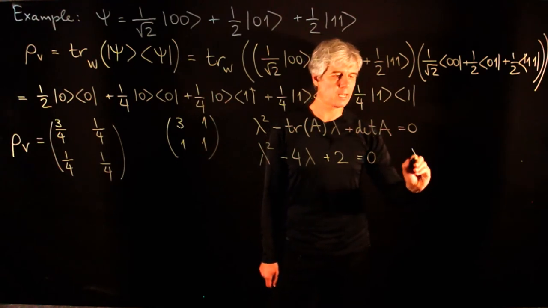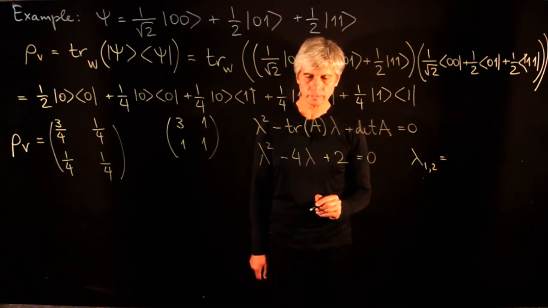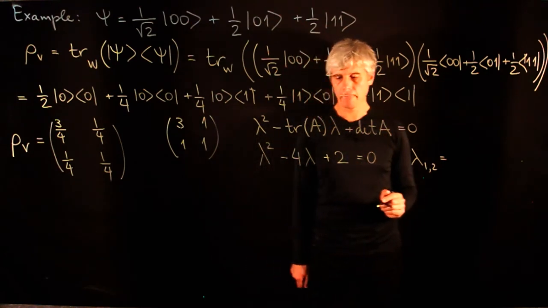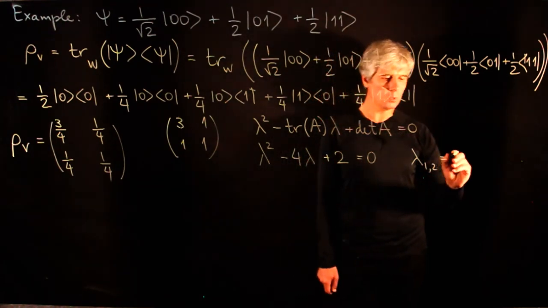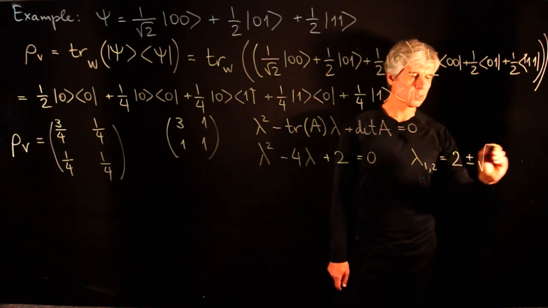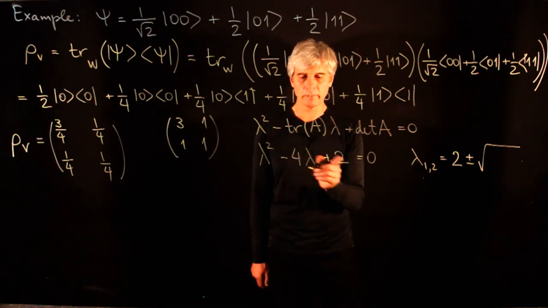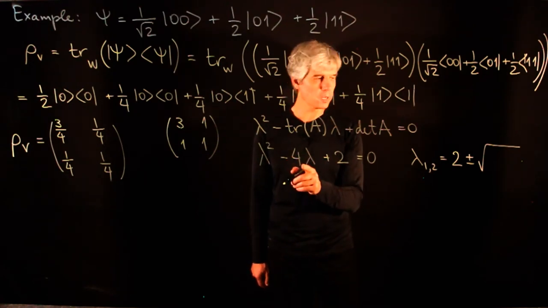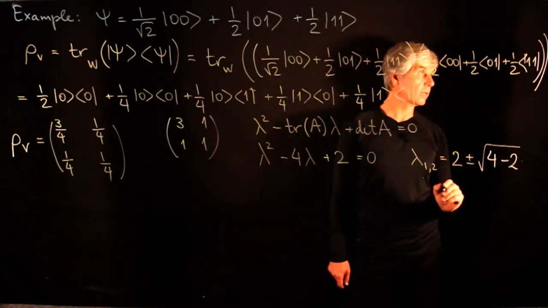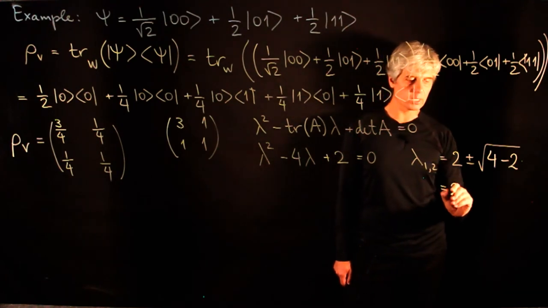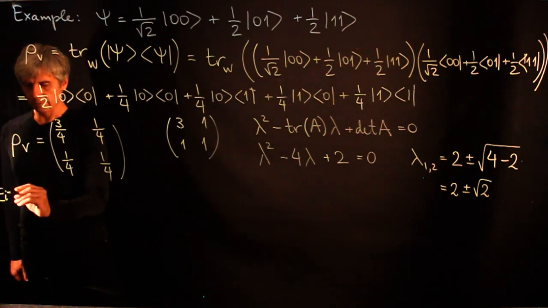So here, eigenvalues are going to be 2 plus minus square root of, half of b squared minus the product. So we get 4 minus 2. And so what we see is that the eigenvalues are 2 plus minus square root of 2. So let us find eigenvectors.